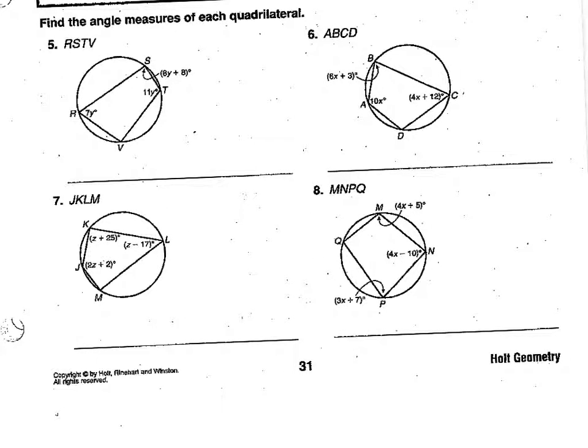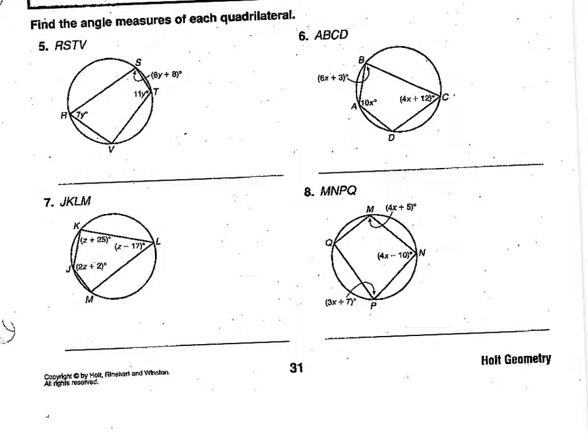It says find the angle measures of each quadrilateral. So we need to find the angle measures for quadrilateral RSTV, which means that we need to know how much is angle R, angle S, angle T, and angle V. With the theorem, we can say that opposite angles are supplementary, right? So these two should be supplementary.